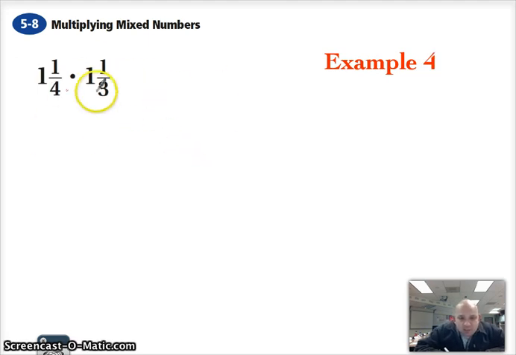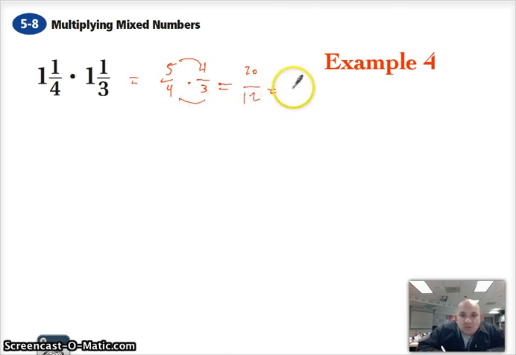Finally, we have our last one. Same thing, 1 1/4 turns into 4 times 1 is 4 plus 1 is 5, 5/4 times 3 times 1 is 3 plus 1 is 4, 4/3. We have 5 times 4, which is 20, 4 times 3, which is 12. How many 12s go into 20? Well, there's just one. How many are left? It's 8/12. We can further simplify that, reduce that down, 4 goes into both. And we have 1 2/3.